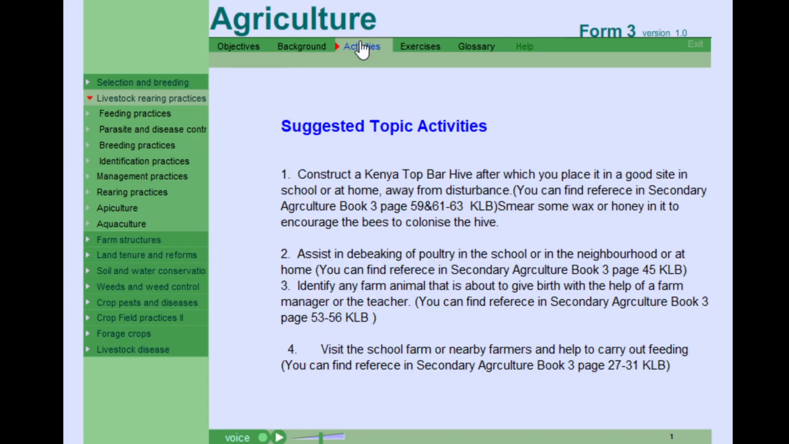Suggested activities. Construct a Kenya top bar hive, after which you place it in a good site in school, away from disturbance. Smear some wax or honey in it to encourage the bees to colonize the hive.